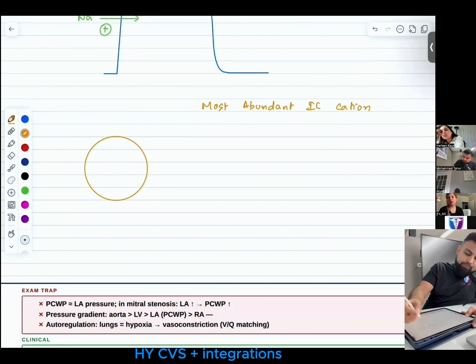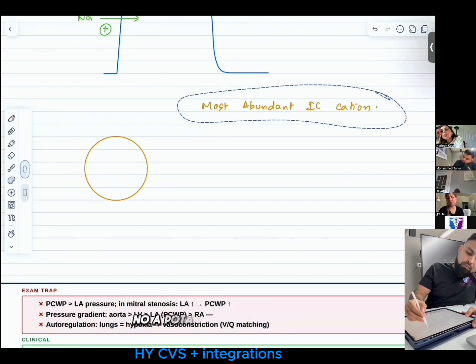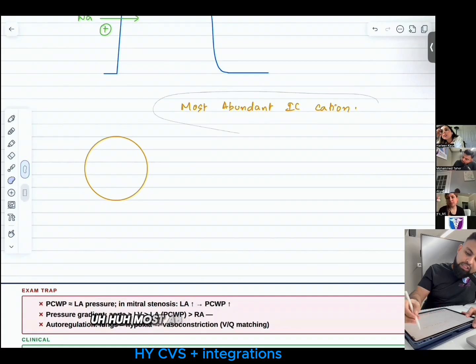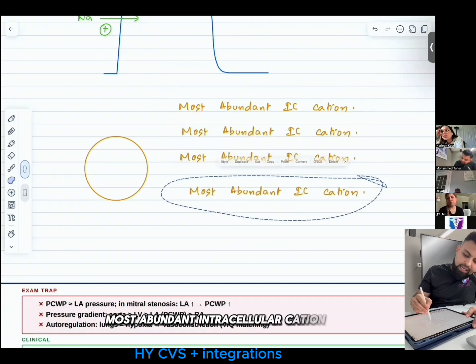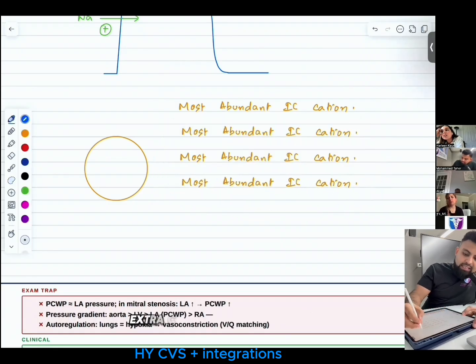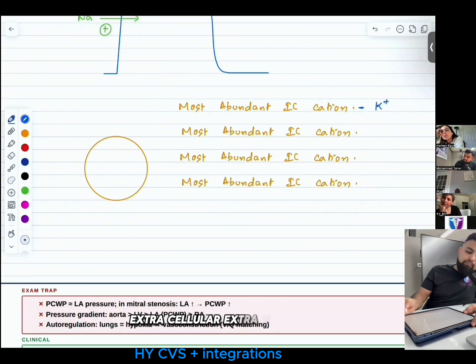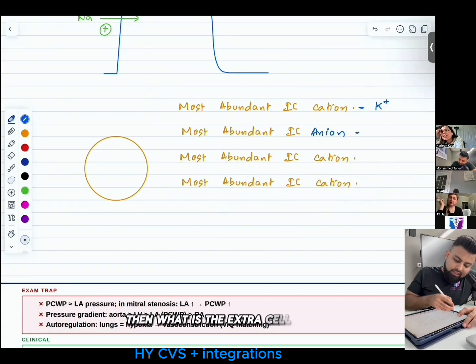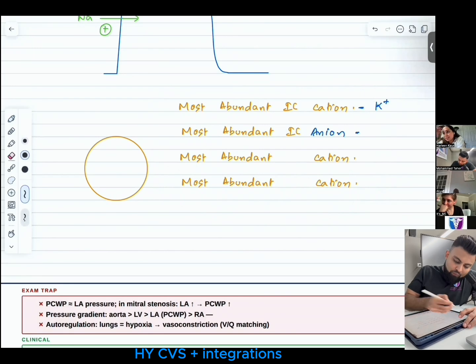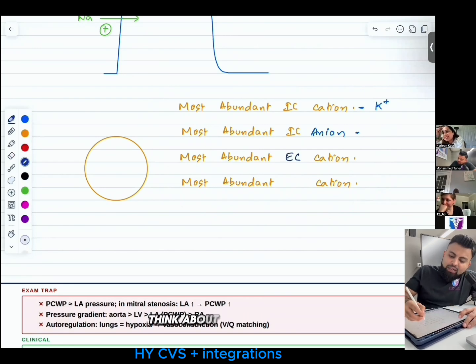Most abundant intracellular cation is potassium, not sodium. Most abundant intracellular anion is phosphate. You can remember: phosphate, potassium.